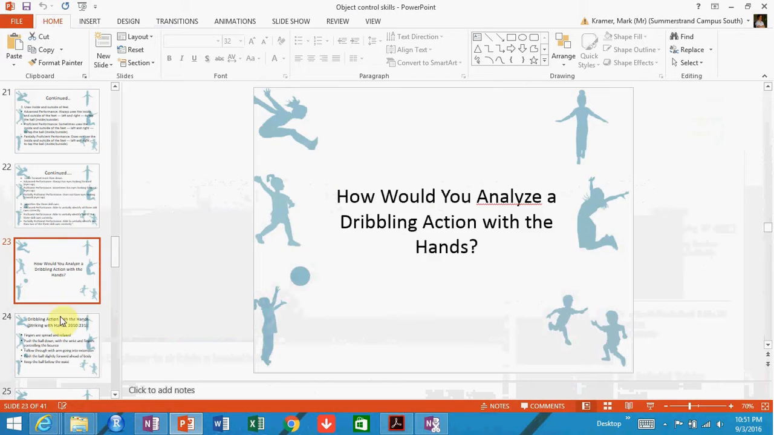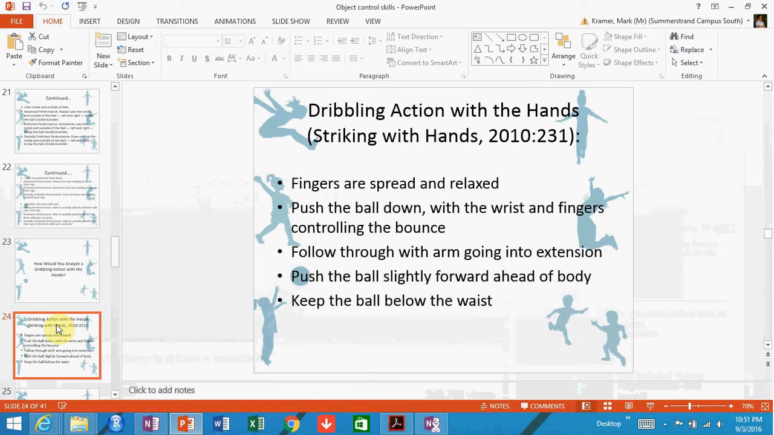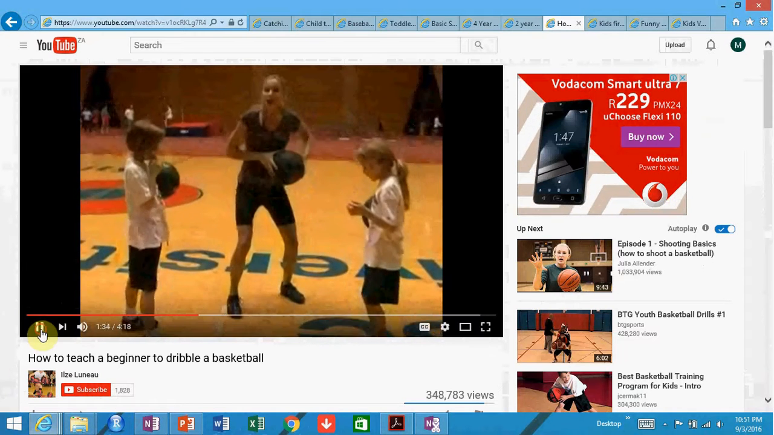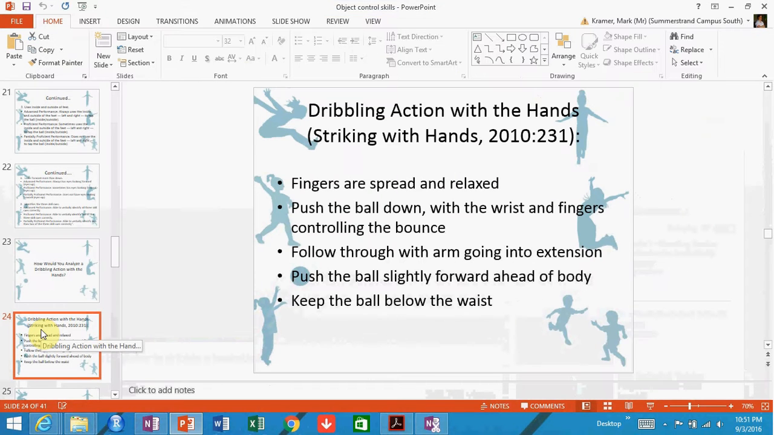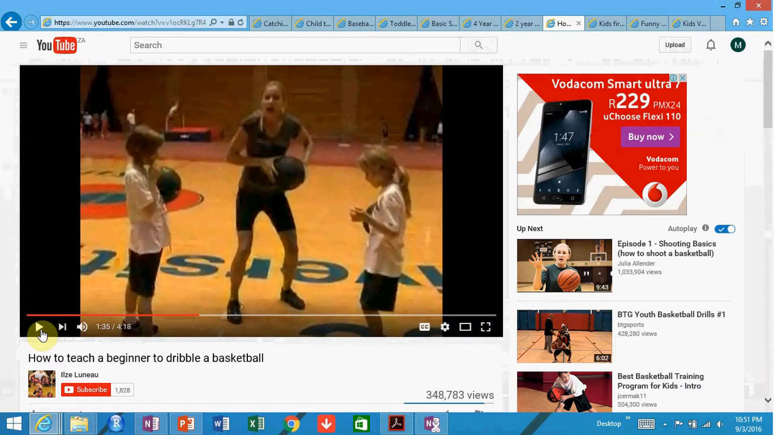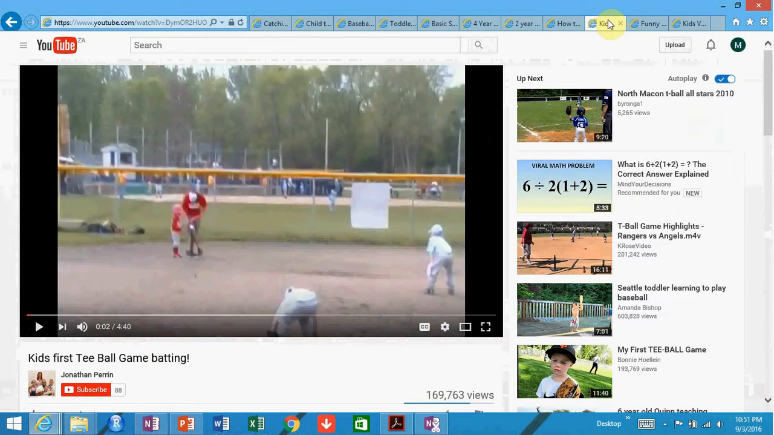Okay, so let's have a look here. Fingers are spread and relaxed. Push the ball down with the wrist and fingers, controlling the bounce. Follow through with the arm going into extension. Push the ball slightly forward ahead of the body. Remember, slightly ahead. Some of you were saying that an arm's length away. Again, arm's length is far. Elbows bent, ball is close to body, and keep the ball below the waist. Okay, so I think that you can see how these girls are doing it, and their action is not too bad.